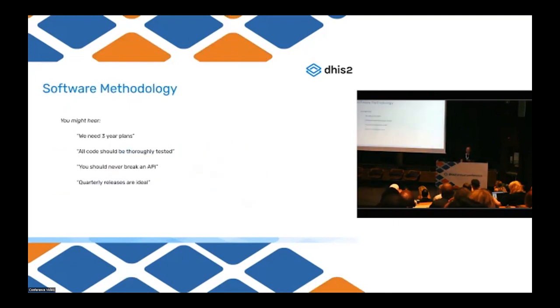Okay, super quick on the methodology. Software methodology. If you've been around in IT for some time, you know that many people are very dogmatic. They will tell you that you need 3-year plans, all code should be tested, you should never break an API, quarterly releases are the best. People are very opinionated about this.